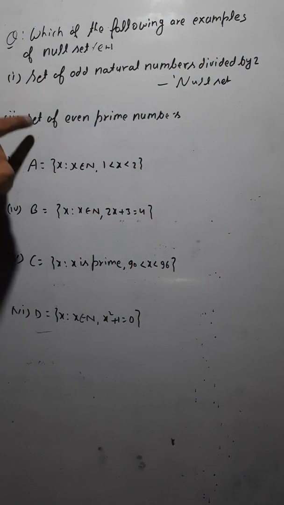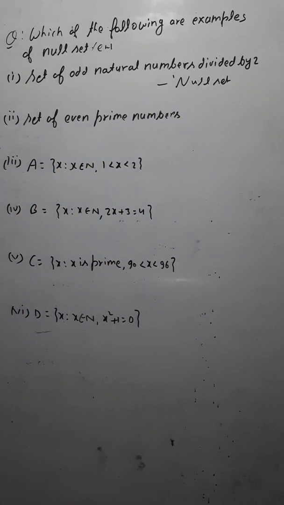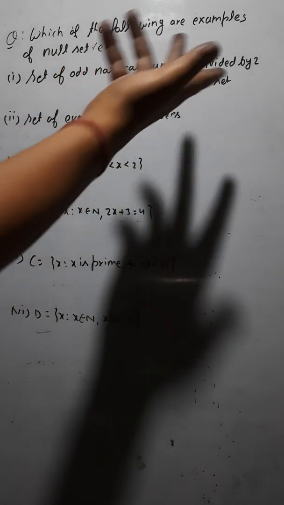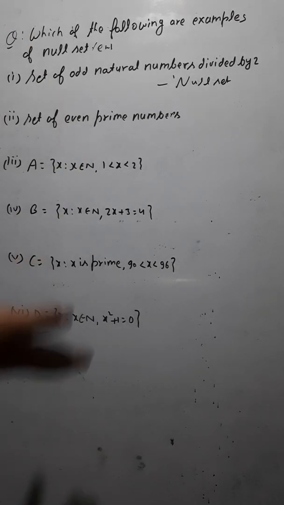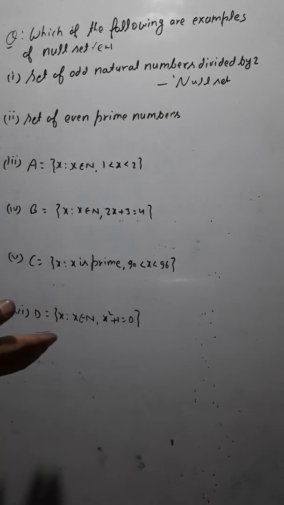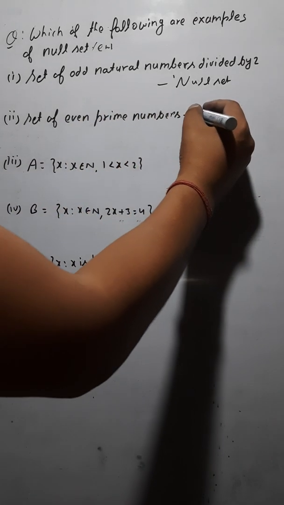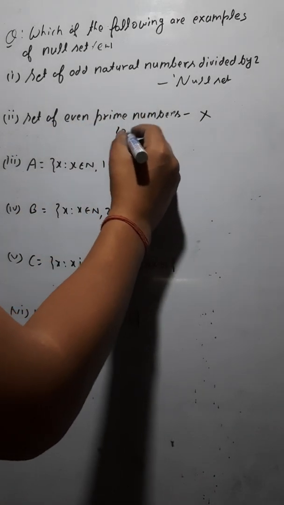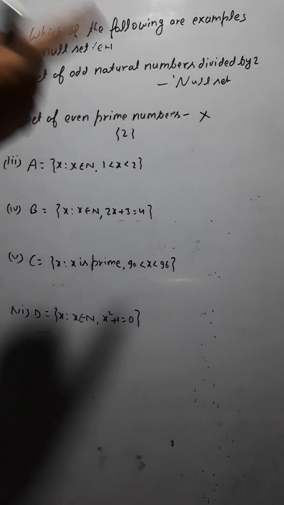Okay. Now the second one, set of even prime numbers. Do you have any prime number which is even? Yes, we have 2. So 2 is a prime number and it is even also because it is divided by 2. Are you getting it? So you have to find a set which contains elements such as even prime numbers. So you have an element, that is 2. So here this is not an example of null set, because you have an element here, only one element, that is 2. Because in the set of even prime numbers, the even prime number is 2.